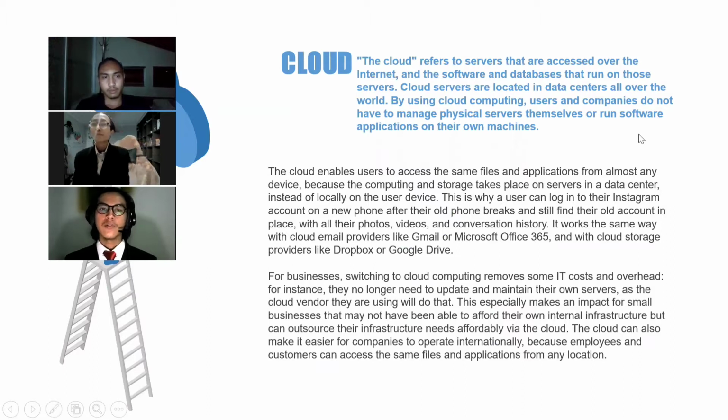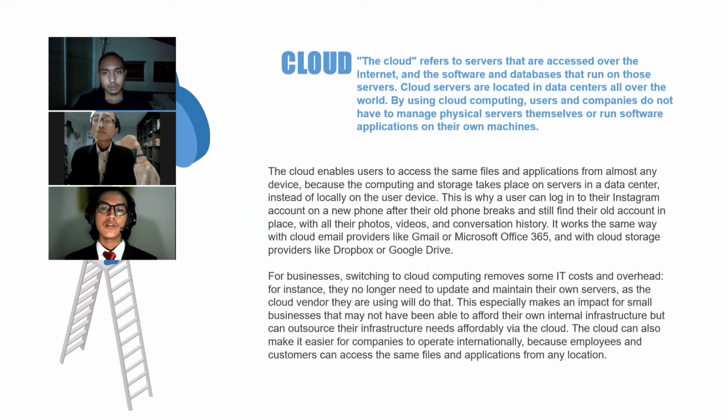And we are going to cover the cloud. The cloud refers to servers that are accessed over the internet, and the software and databases that run on those servers. Cloud servers are located in data centers all over the world. By using cloud computing, users and companies do not have to manage physical servers themselves or run software applications on their own machines. The cloud enables users to access the same files and applications from almost any device, because the computing and storage take place on servers in the data center instead of locally on the user device.